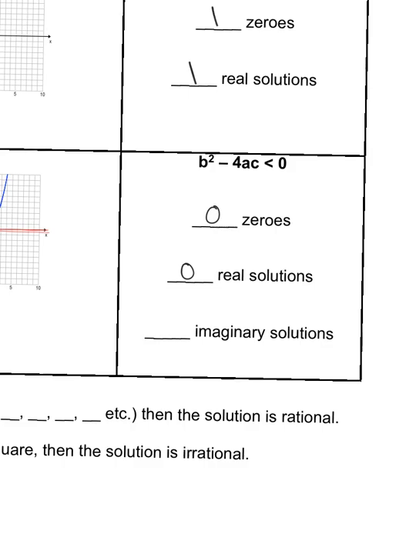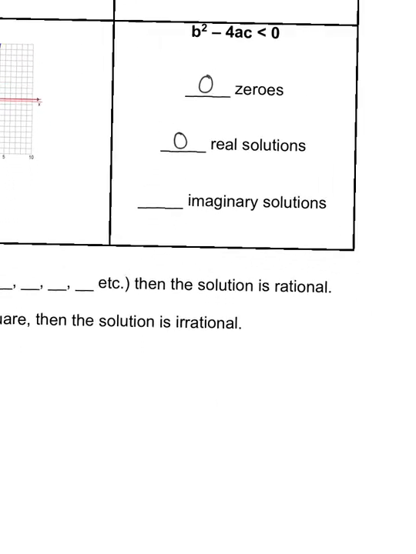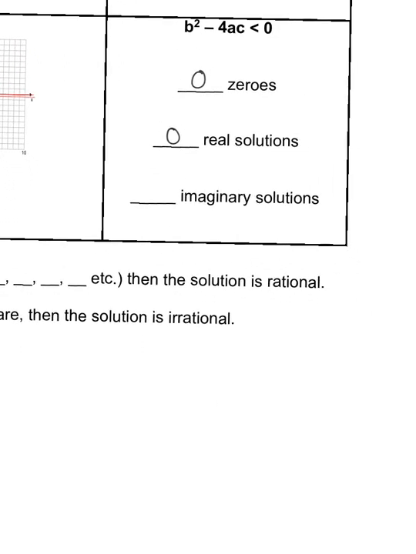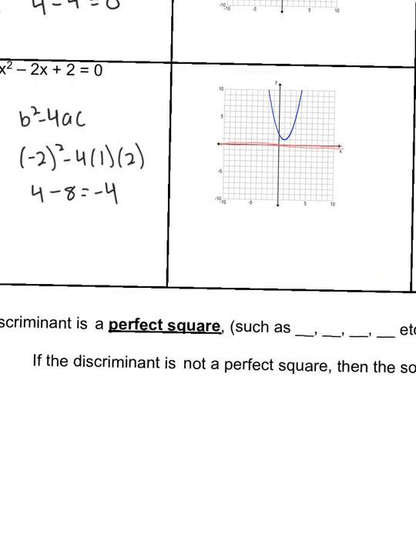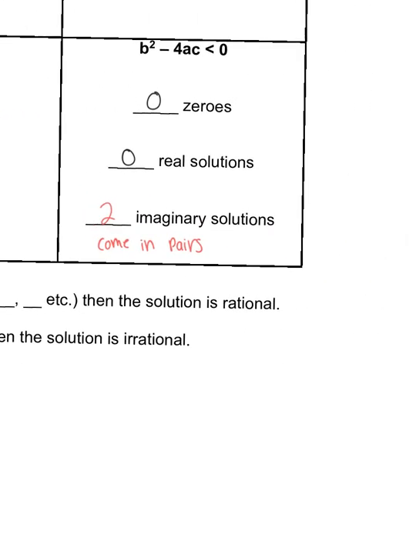With imaginary solutions, however, I do have imaginary solutions. Something that you're going to learn about is that they always come in pairs. So this is going to have 2 imaginary solutions. Don't worry so much about what an imaginary solution is. We're going to look at that later. Just know that if your discriminant is negative, so in this case the number I got was the -4, that means that I have 2 imaginary solutions because imaginary solutions always come in pairs.